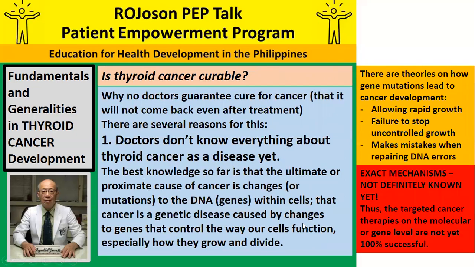Why do doctors not guarantee cure for cancer? One, doctors don't know everything yet about thyroid cancer as a disease. The best knowledge so far is that the ultimate and proximate cause of cancer is damage or changes to the genes within the cells, and that cancer is a genetic disease caused by changes to the genes that control the way our cells function, especially how they grow and divide.